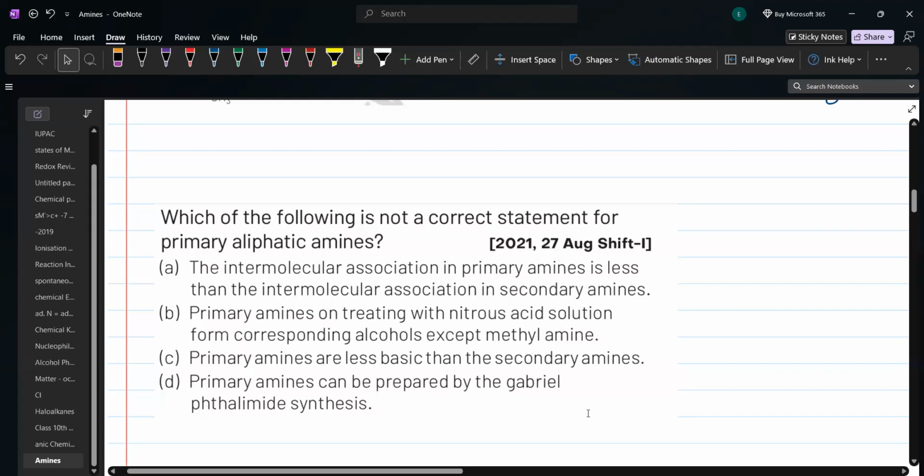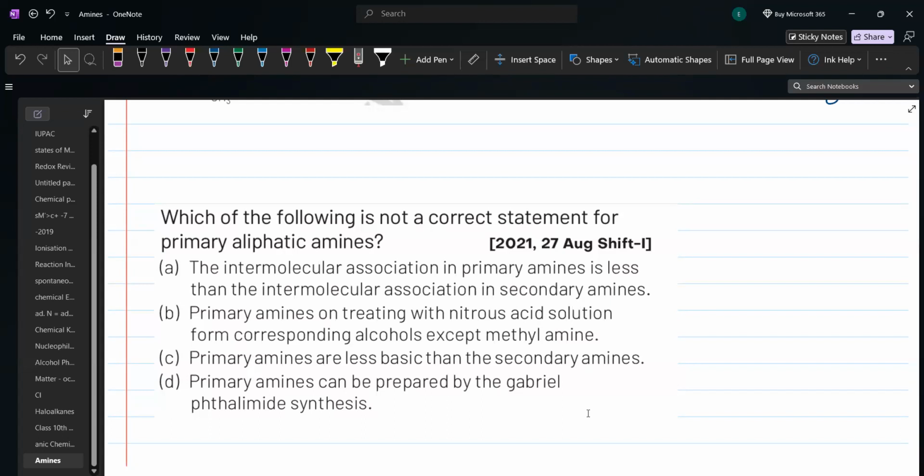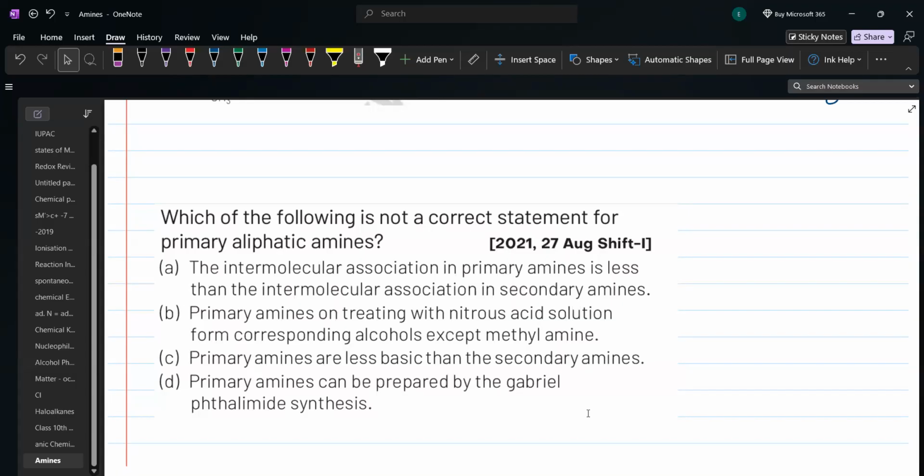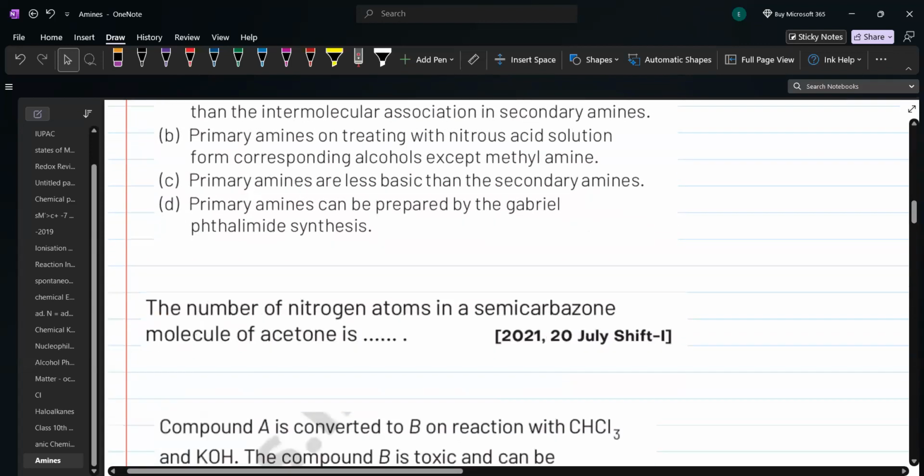What is A? Sir, because the nitrogen atom has 2 hydrogens in the primary amines, but only 1 hydrogen in the secondary amines. Then? Because of that, the connection is stronger. So more hydrogen, so more connection, है ना? So more intermolecular bonding. ठीक है? Yes, sir. Now solve this question.